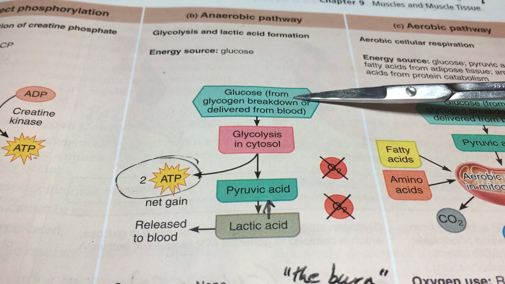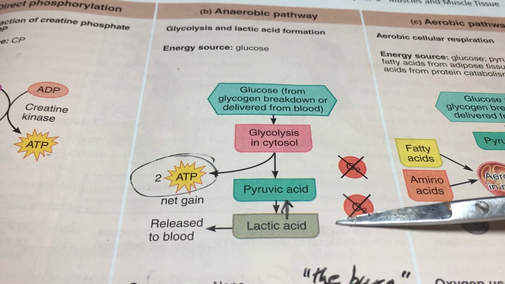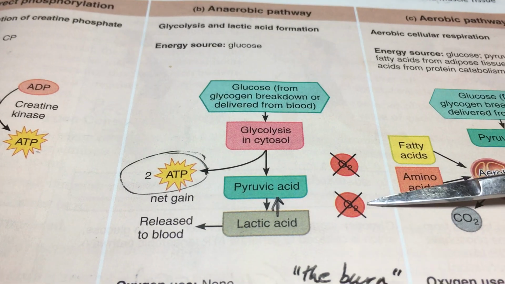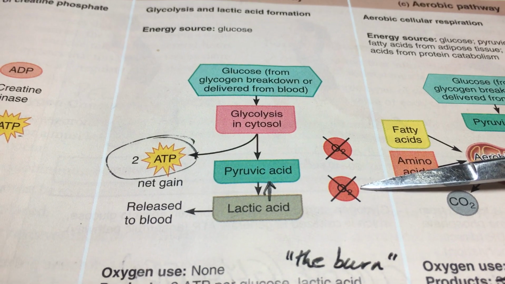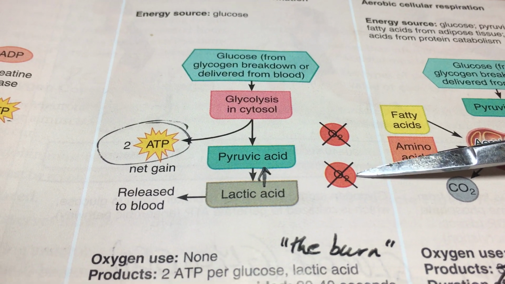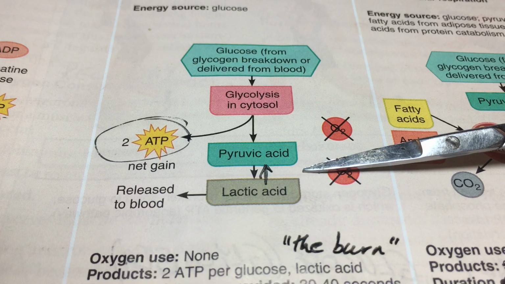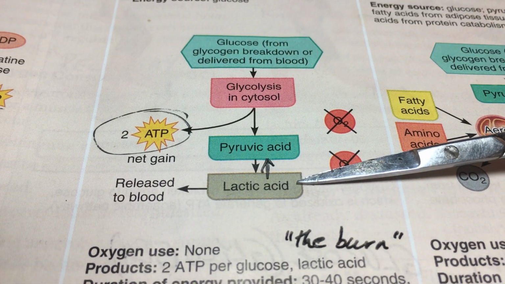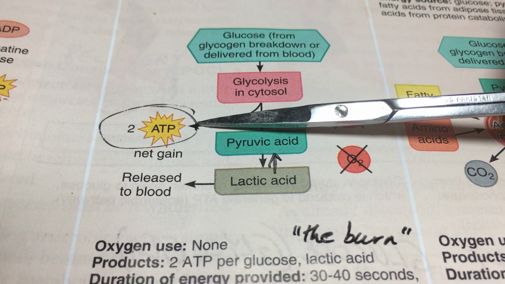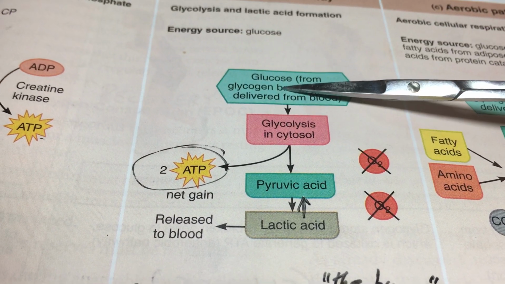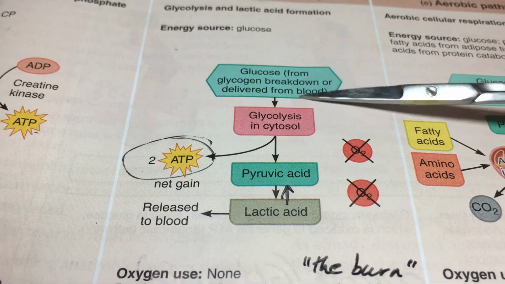Then we have glucose. For quick energy in the cell, we're only going to go this far. There's no oxygen available because we're sprinting or we're doing something so quickly, or with such great strength, that we're only getting to the lactic acid. We don't have enough oxygen to take the next step. And we're going to get 2 ATPs out of 1 molecule of glucose.